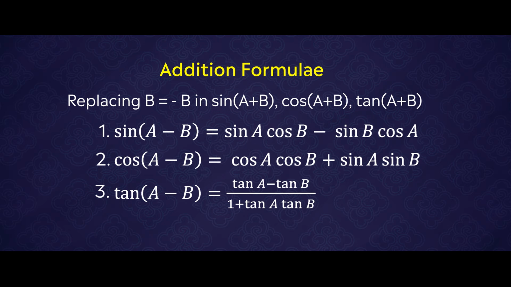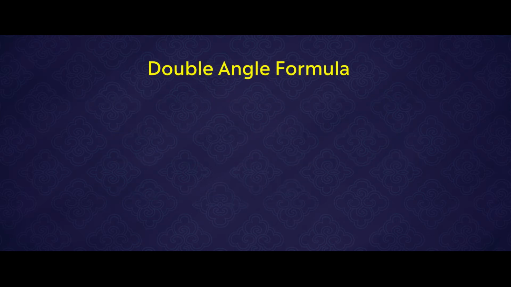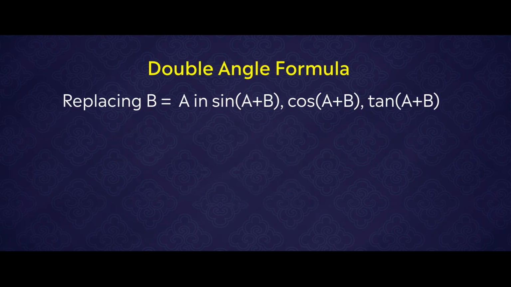And then coming to the next one, the double angle formula. A similar derivation will be done here. In the same formulas, sin A plus B, cos A plus B, tan A plus B, in place of B, if you substitute A, then A plus A will become 2A. So we know that sin 2A is equal to 2 sin A cos A.